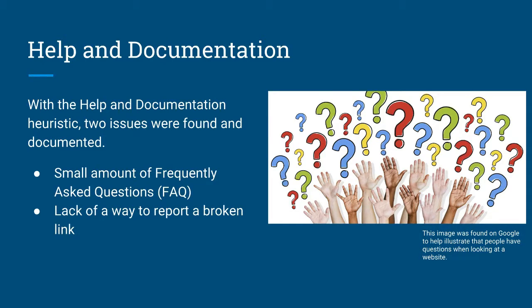Under the help and documentation heuristic, two issues were found and documented. The first point is that the frequently asked questions, also known as FAQs, section of the website is small and when selected leads directly to another website without at least an introduction to the process that the users are about to undergo. Then there's the fact that it is at the bottom of the website. This is difficult to find in the first place. The second point is that the website lacks a method to quickly report a broken link or picture that did not load correctly.